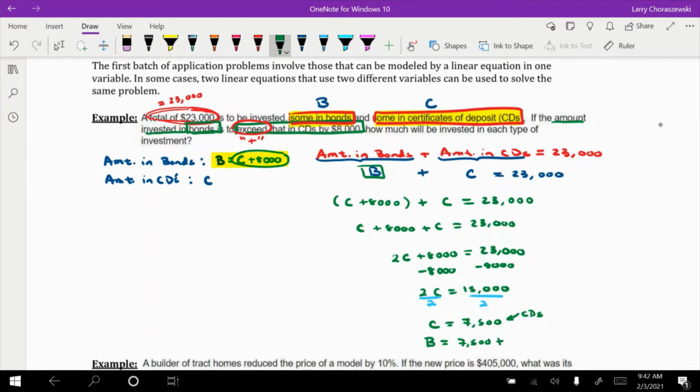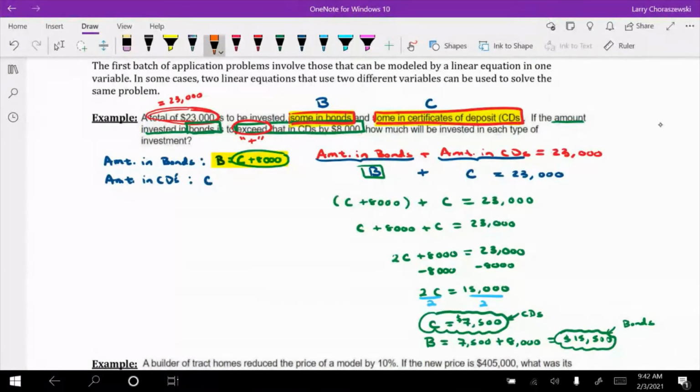I'm going to go the first route, where if we plugged it into the equation for B, we'd have to add 8,000 to it, and we would get 15,500. Okay, so the amount in CDs would be 7,500, and the amount in bonds would be 15,500. Now clearly, the amount in bonds is 8,000 more than 7,500, because that's how we constructed it, right?